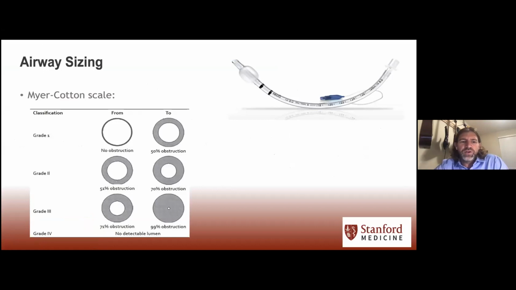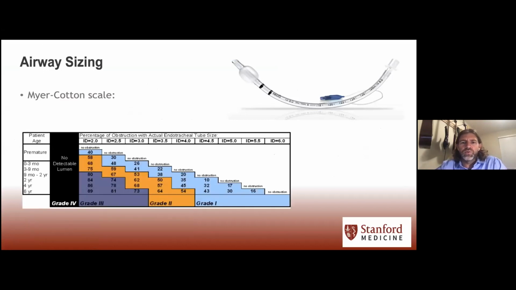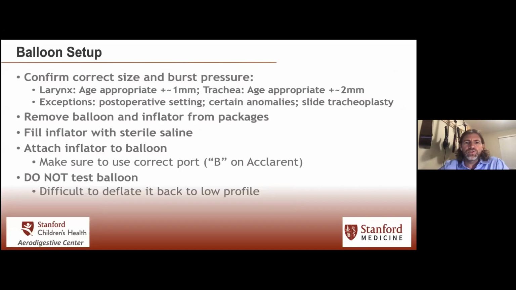So when we're trying to figure out what size balloon to use, we use the Meyer-Cotton grading scale, and you just have to know what size your airway should be. You can look at the age of the patient, gauge the size of the airway, look at the outer diameter of an endotracheal tube for that patient, and then know that you're likely going to increase the size of that airway by about 1 millimeter in the larynx and maybe 2 millimeters in the trachea. And that's classic, but it's not a fixed rule. And sometimes you'll start a little bit smaller and then work your way up.